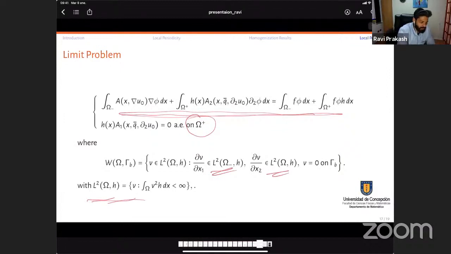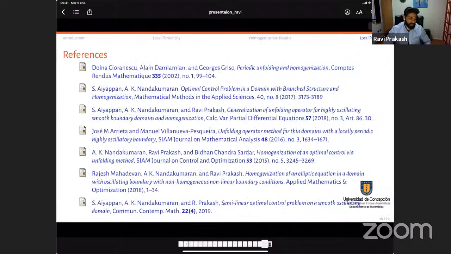Okay, so this was the main part, and these are the main issues which I wanted to highlight here very quickly. And then there are very few references, quickly. Many people have talked about periodic unfolding, so you have seen many references on periodic unfolding. The main references which I was mentioning are the Ayyappan and Nandakumaran result, which was in 2017, and we started to work with the general domain, which appeared in 2018 with Ayyappan and Nandakumaran.